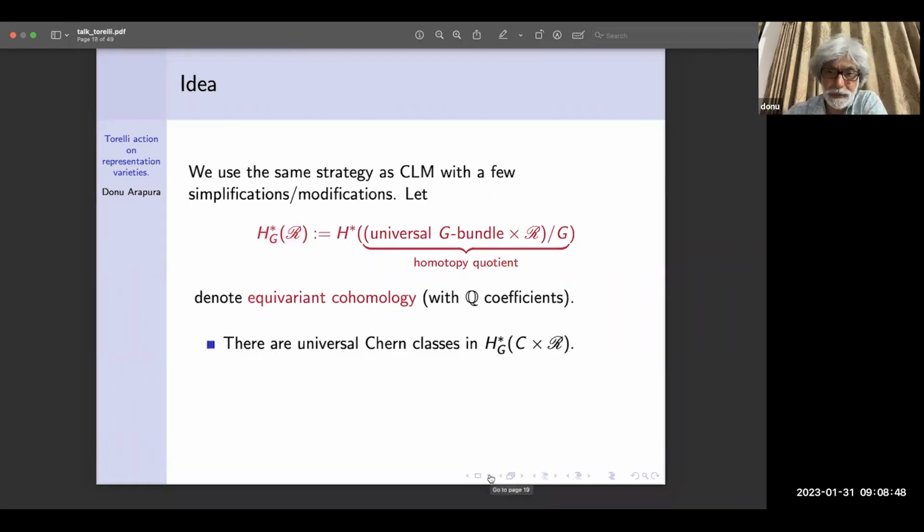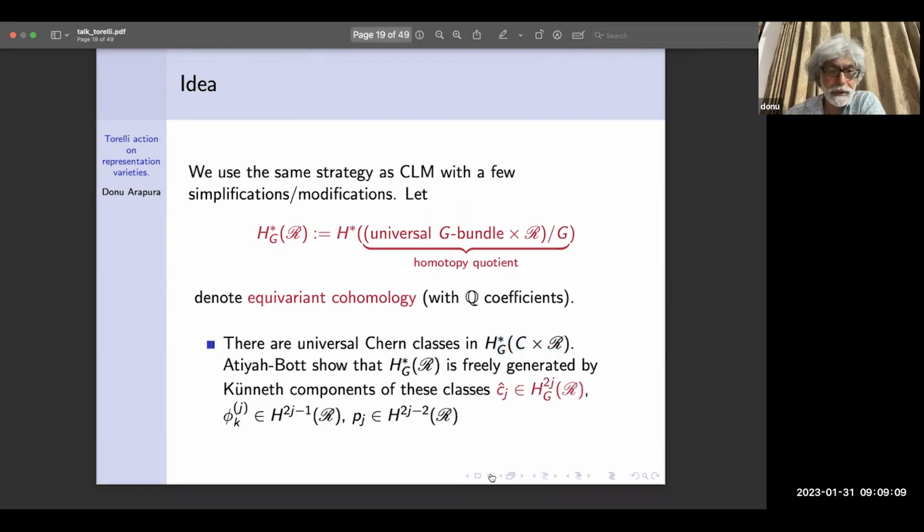Now let me get into more serious structure. There are certain universal Chern classes in this equivariant cohomology of C cross R, and I should point out that G acts trivially on the C factor. And maybe this slide is a little cramped, but sorry about that.